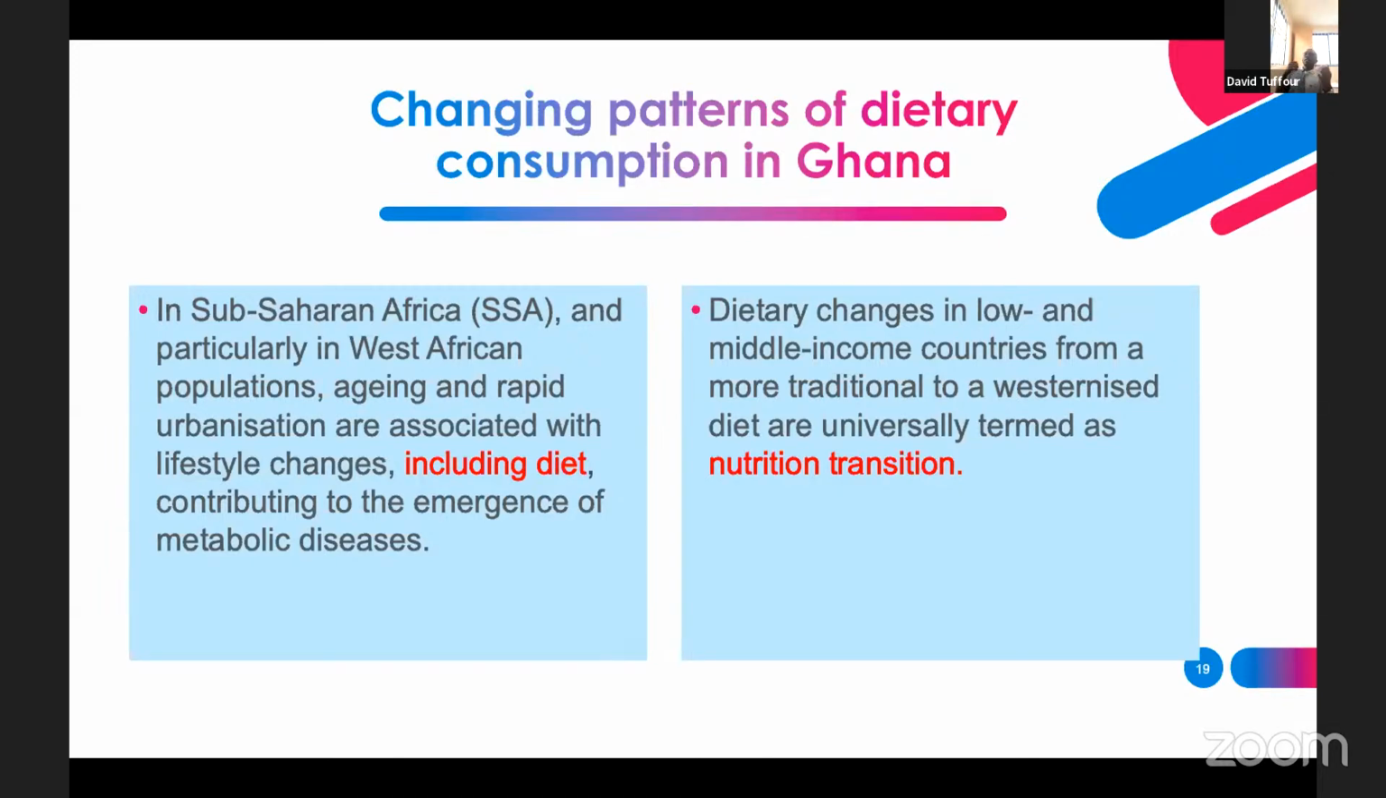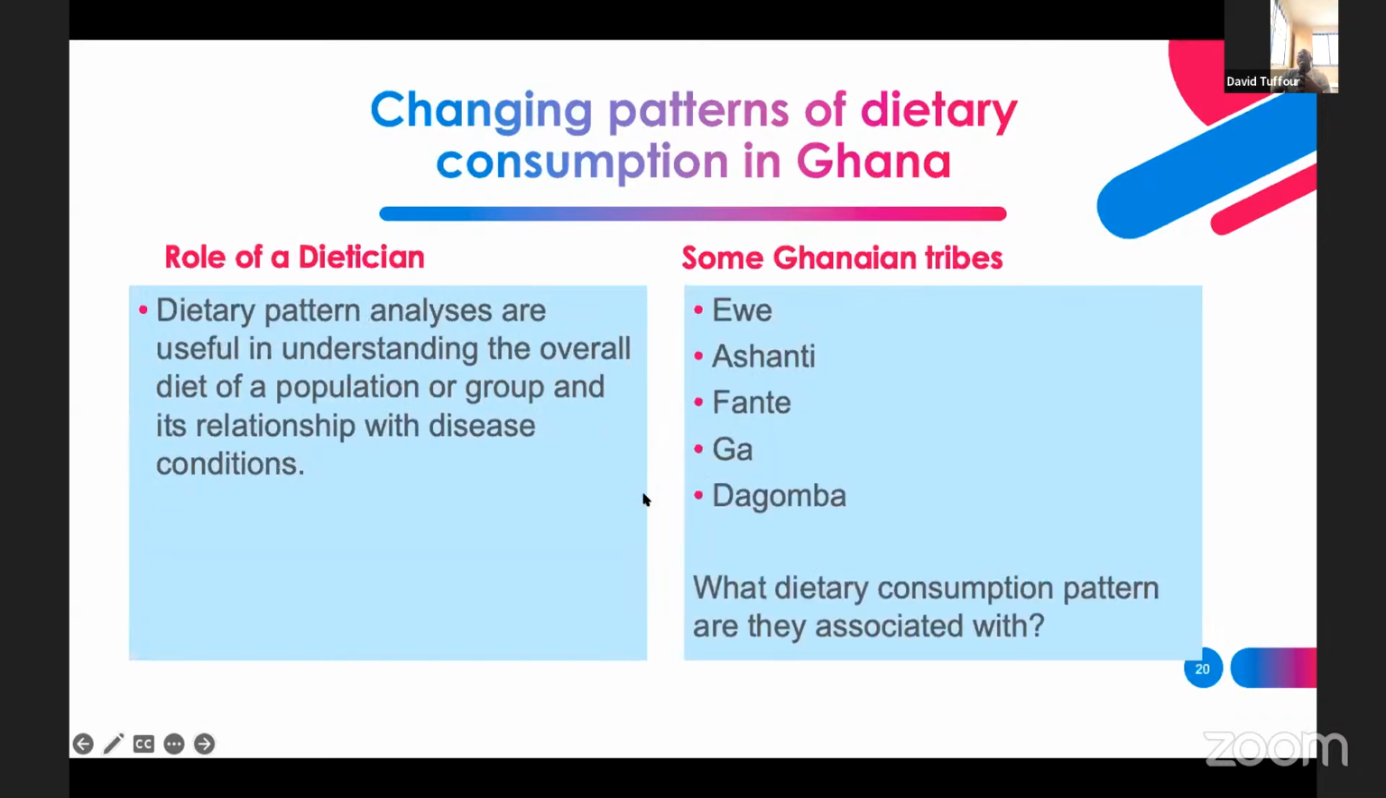The next one is that dietary changes in low and middle income countries, from a more traditional to a westernized diet, are universally termed the nutrition transition. Many a time people have a typical way of eating, a pattern of eating. When they come to the urban lifestyle, the urban transition, they mostly tend to copy and adapt to the new, urban way of eating. That process of changing your diet due to urbanization, due to where you find yourself, is known as the nutrition transition.